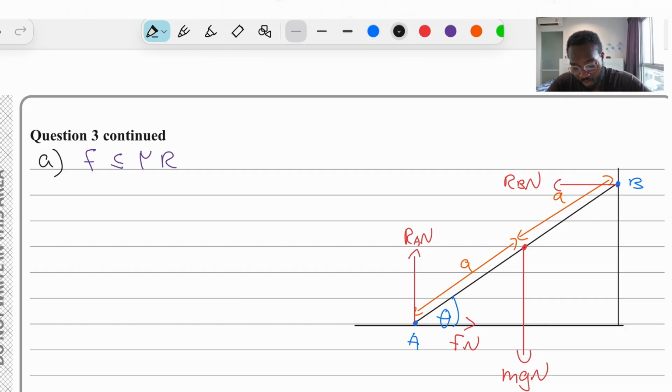So let's add some other stuff as well. So also, this will have to be a sine theta here. And we may not need it, but I'm going to draw it in now.